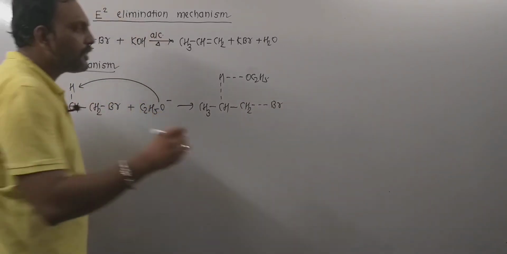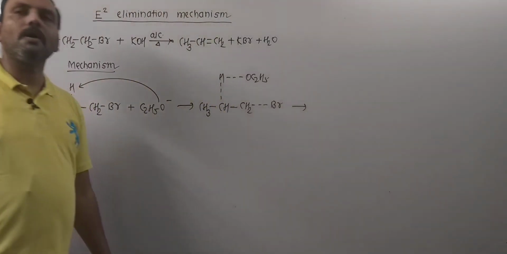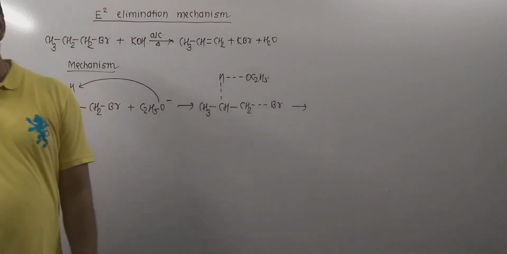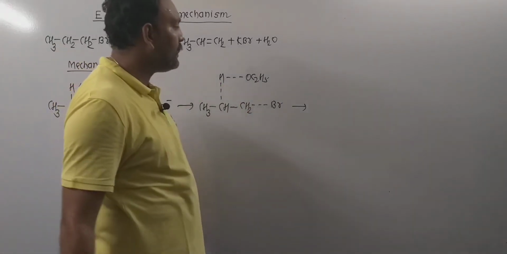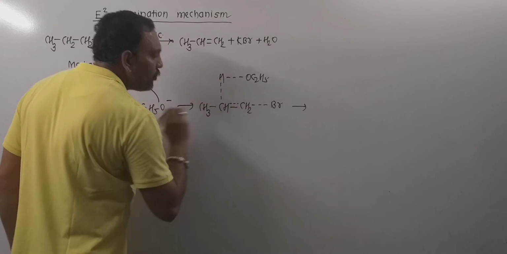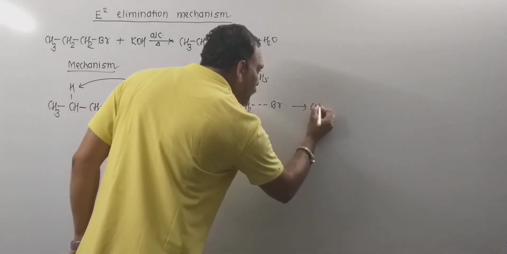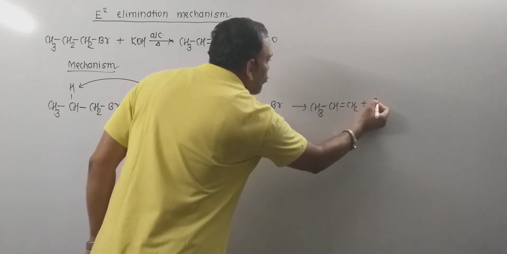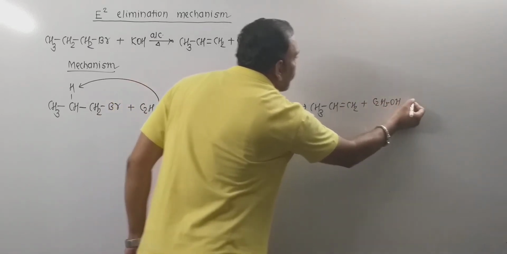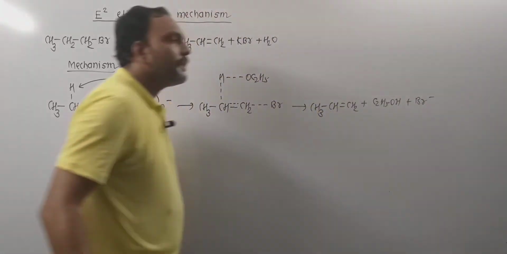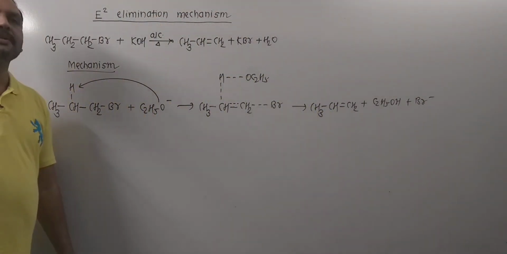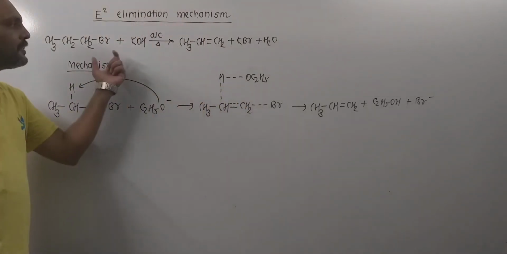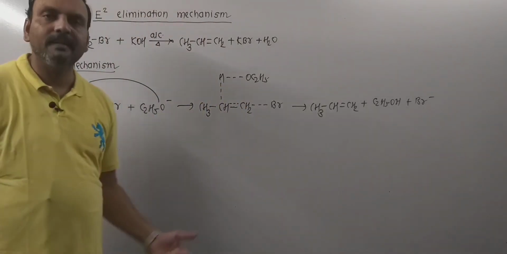Now, afterwards, what happens? Loss of halogen from the alpha carbon and the beta hydrogen get ultimately removed by the base, and this leads to the formation of our product, which we call alkene, in this case propylene, and that can be given as. So, E2 elimination is a single stepped reaction, and the mechanism for this can be suggested in this way. Thank you very much.